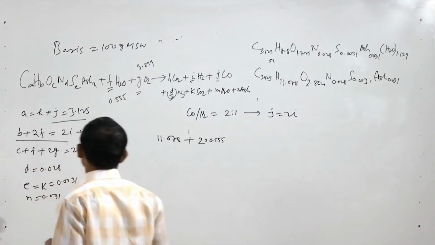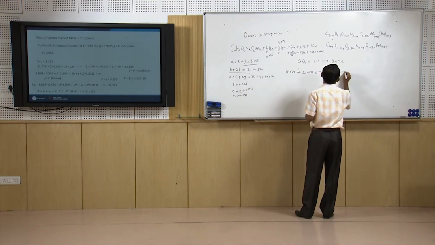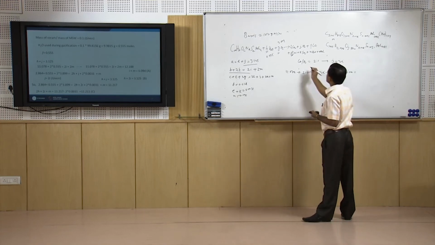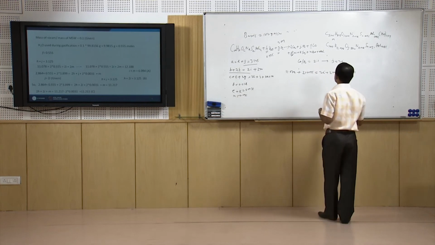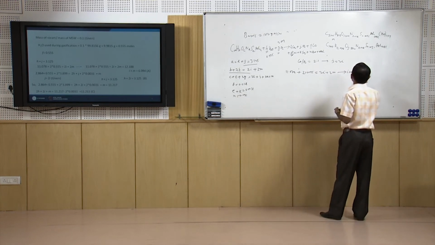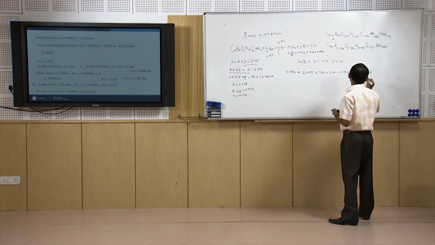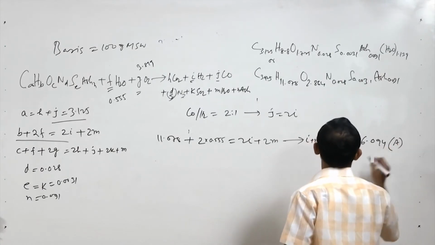So, that is equal to 2I plus 2M. So, this gives us I plus M is equal to this plus this divided by 2. So, that is coming 12.188 divided by 2, that is equal to 6.094. Say we are putting this equal to A, equation A.